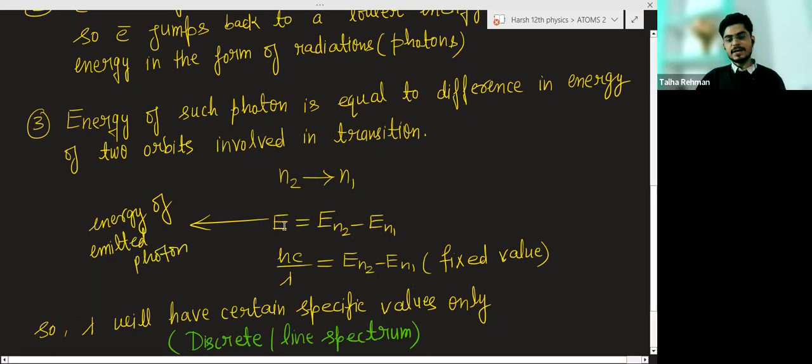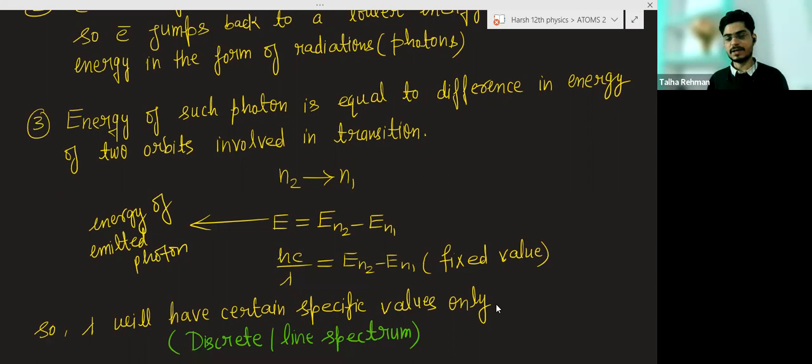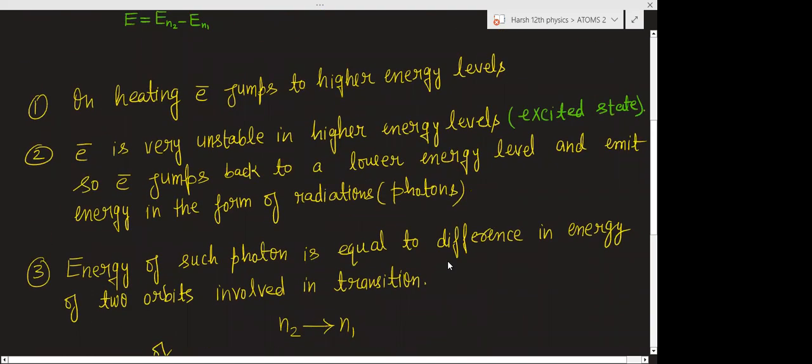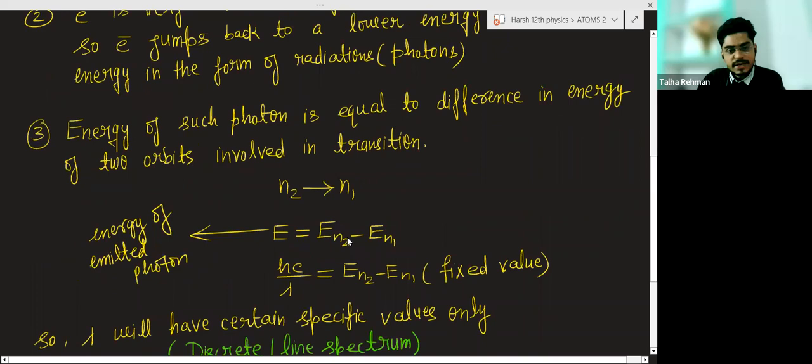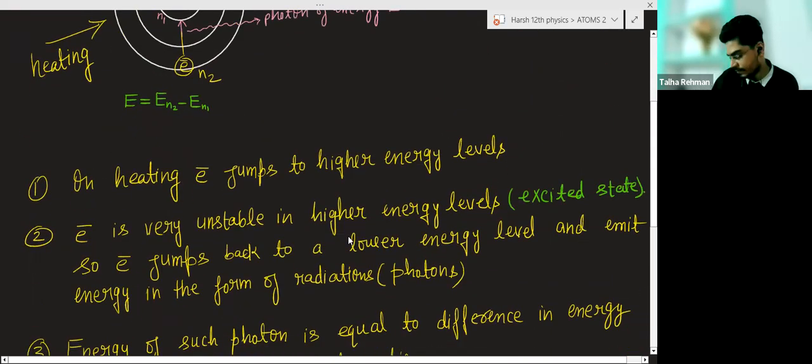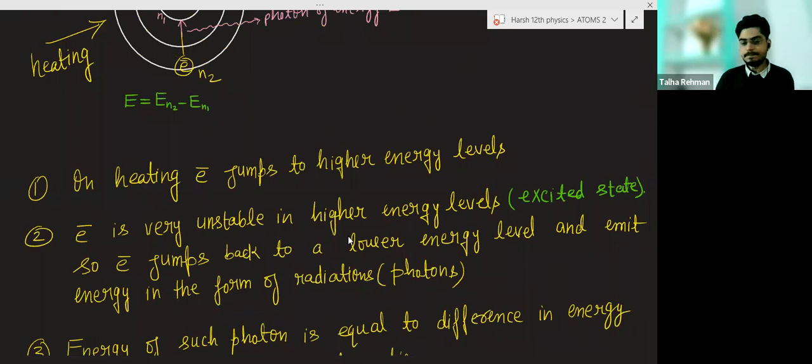So this energy of the photon is hc by lambda. So you will get a specific wavelength because this value is fixed. This value is fixed, so lambda will have certain specific values only. That is why you are getting the discrete or line spectrum. Are you understanding or not? So this is the explanation of why there is an emission spectrum.